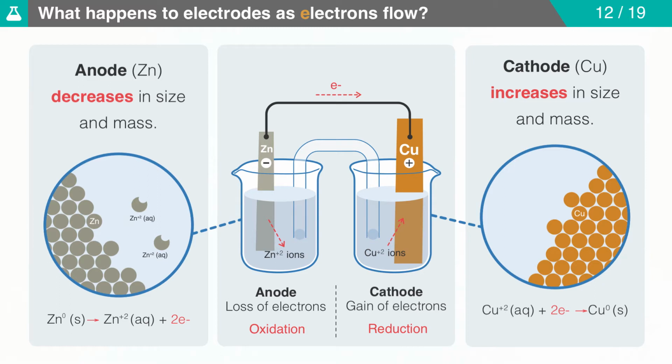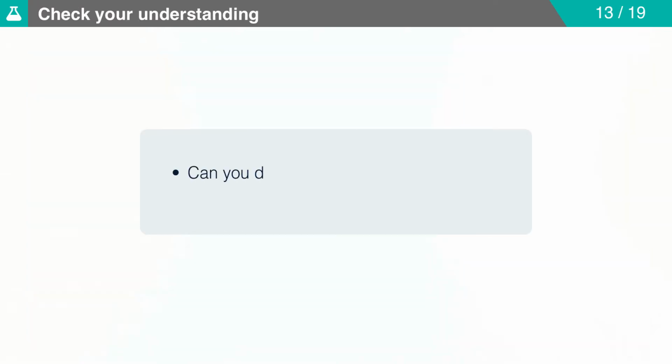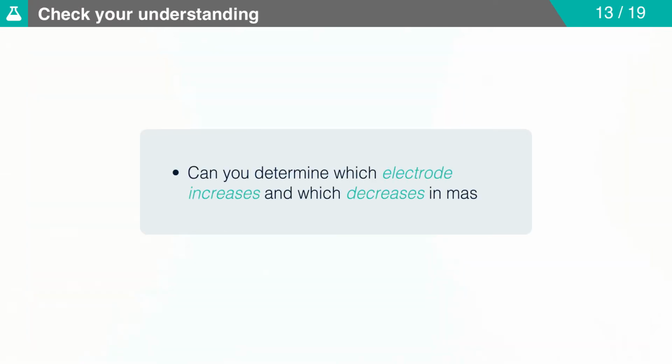So the way I remember that is the red cat gets fat. So this is the cathode, the site of reduction, and therefore it's going to get fat, get bigger in mass. Let's check your understanding. Can you determine which electrode increases and which one decreases in mass?